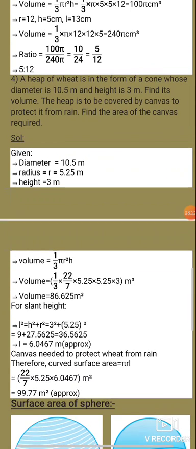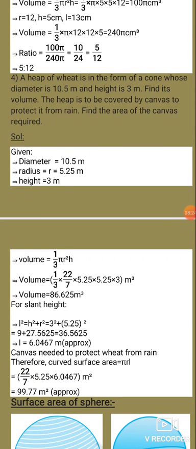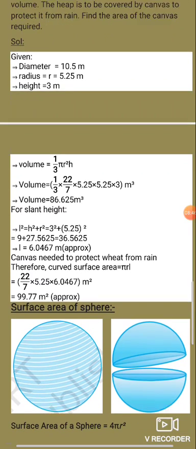Now the canvas needed to protect wheat from the rain is equal to what? Pi r l. So pi 22 by 7 into r, 5.25 into l, 6.0467. Here also we can cancel. After that, when you multiply it, at last 99.77 meter square is the canvas area.